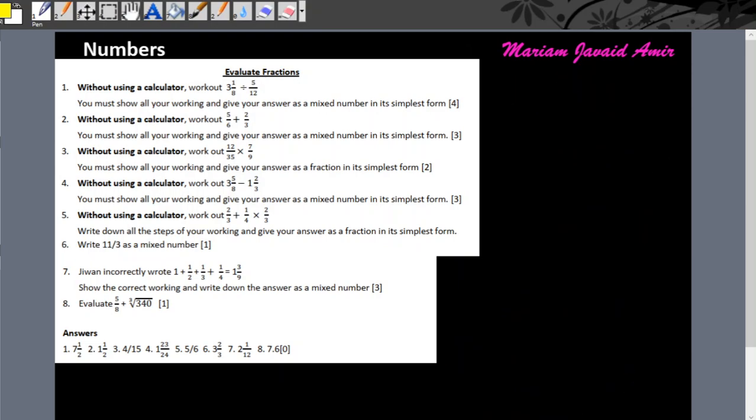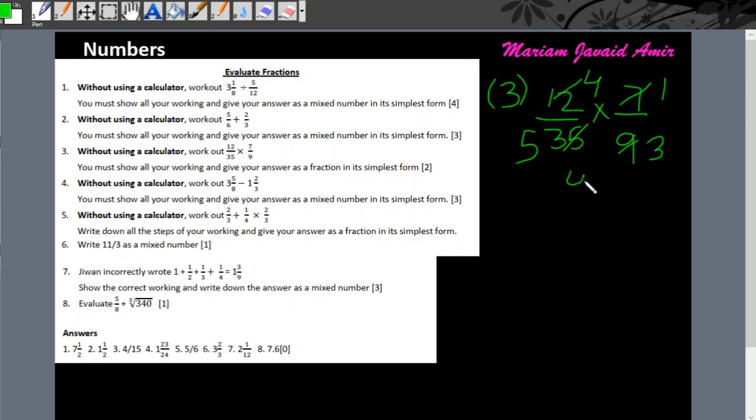Next up is question 3. Without using a calculator, work this out. So 12 over 35 times 7 by 9. So you have to cancel everything. 7 ones are 7, 7 fives are 35, 3 threes are 9, and 3 fours are 12. So 4 times 1 is 4, and 3 times 5 is 15. So 4 over 15 is the answer for question 3.